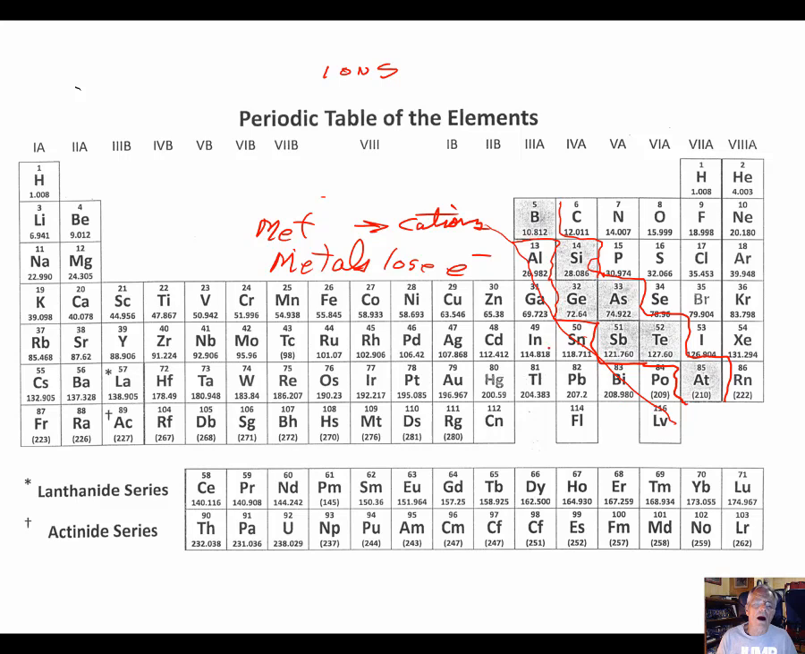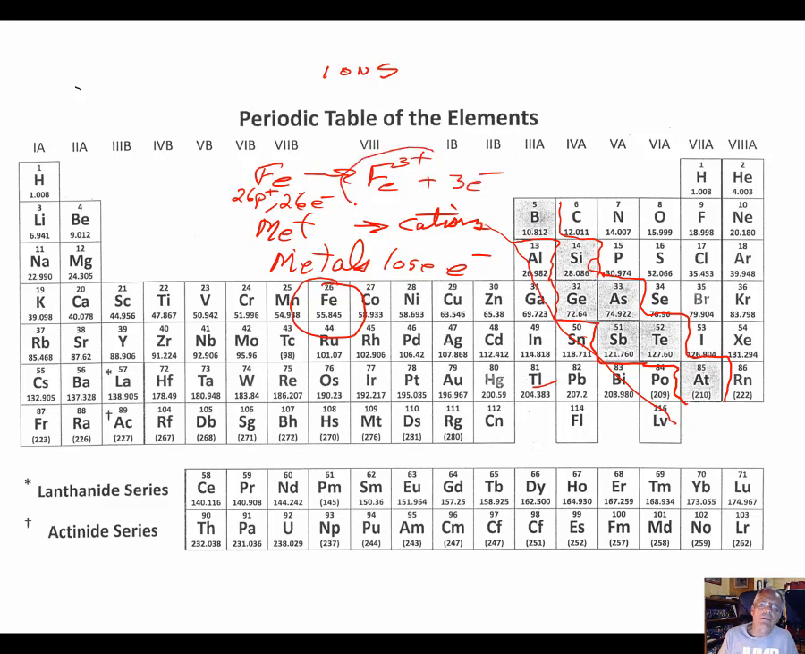So let's take iron, for instance. So here's iron, and you're familiar with iron. Iron has 26 protons in the nucleus because that's its atomic number. It also has 26 electrons as an atom of iron. But iron, like all metals, has a tendency to give up electrons, and let's say it gives up 3 electrons. So 3 electrons go bye-bye.